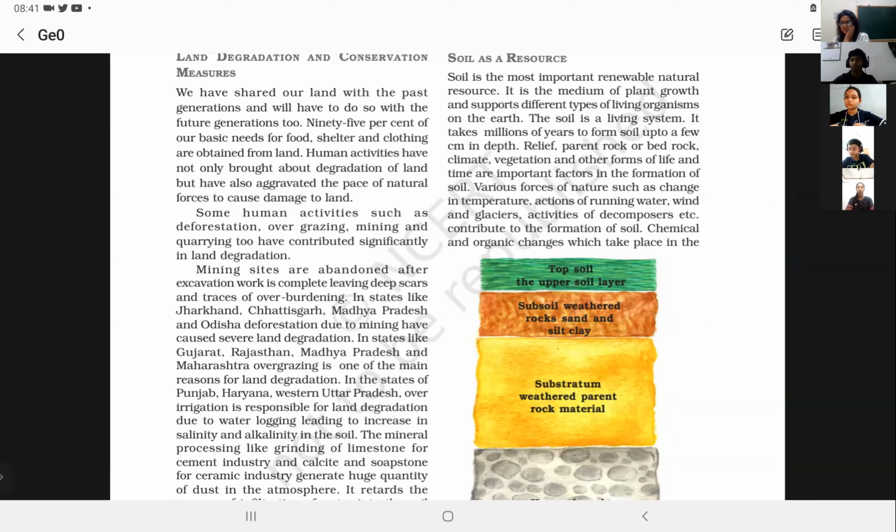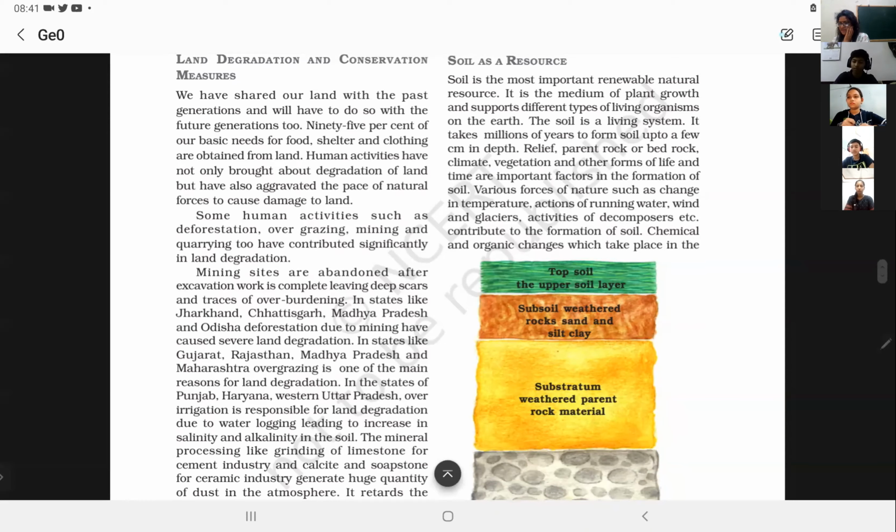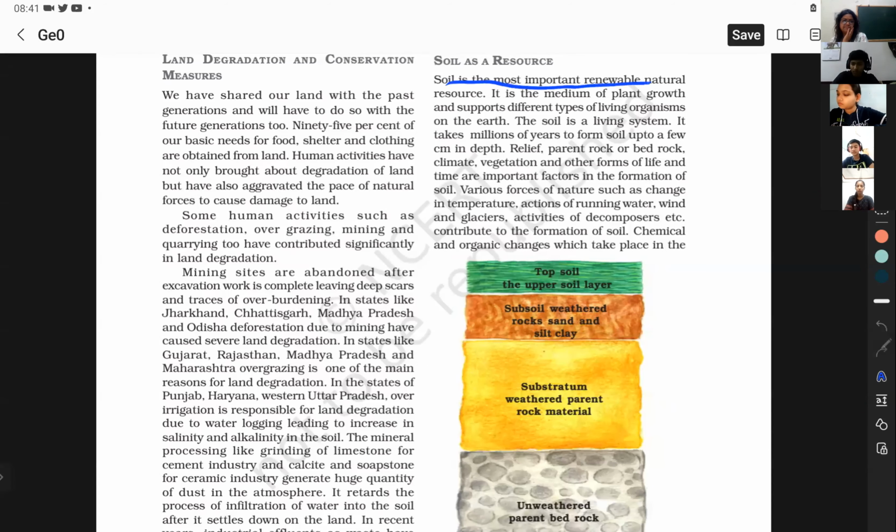So soil is the most important renewable natural resource. It is the medium of plant growth and supports different types of living organisms on the earth. If sometimes the question comes why soil is considered as a resource, you can mention these points. Okay? Anything in this to be explained?